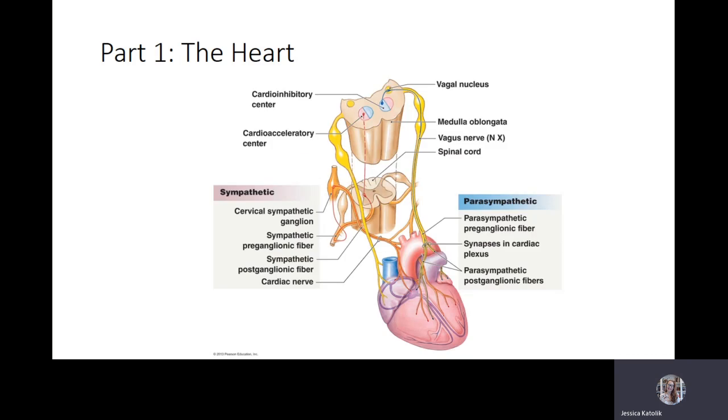I think that's it. So that covers the conduction system. In the next part, we're going to kind of start blood vessels and things like that, I think.